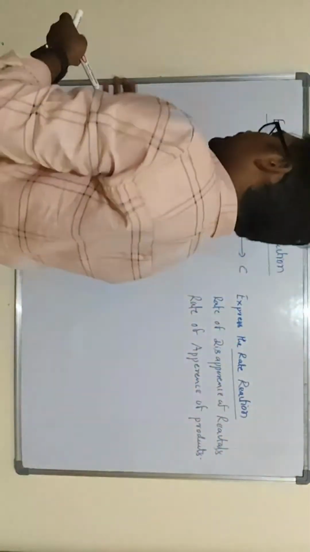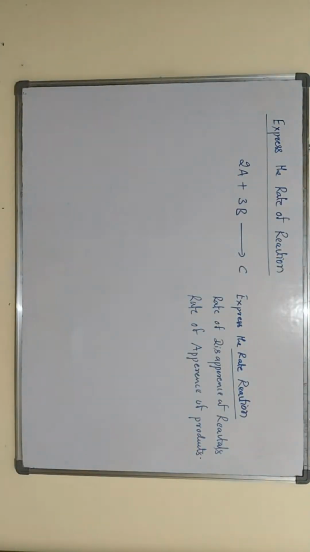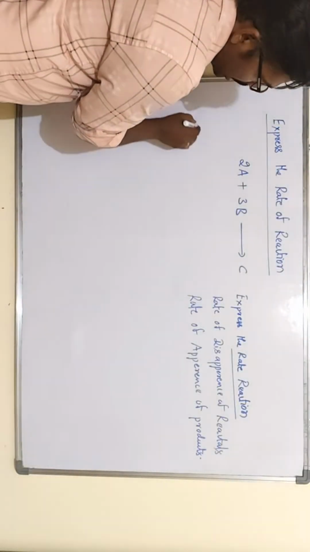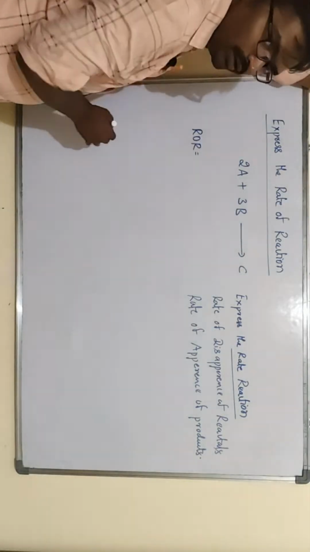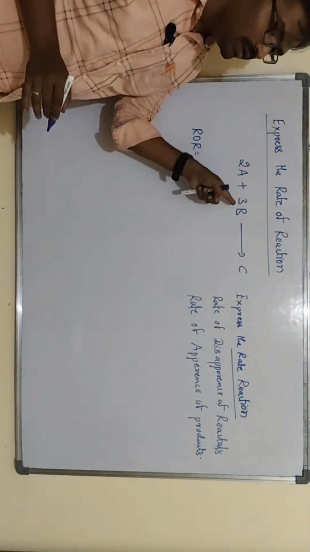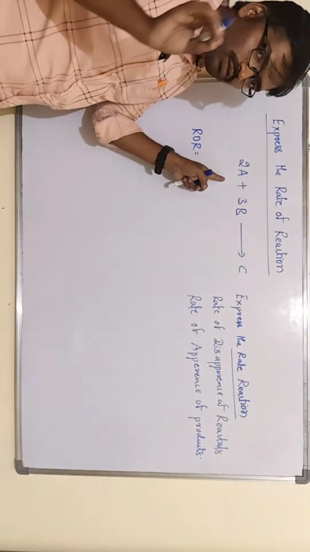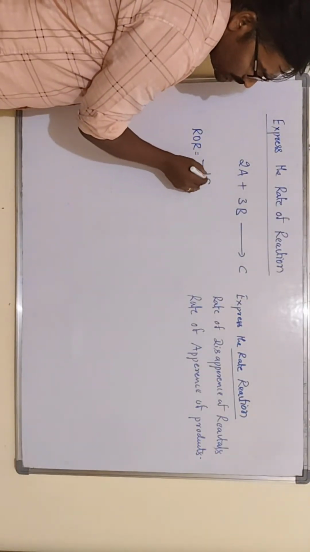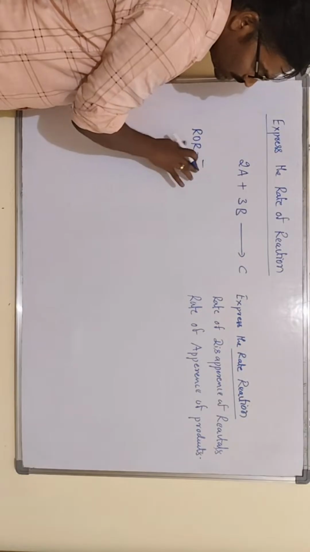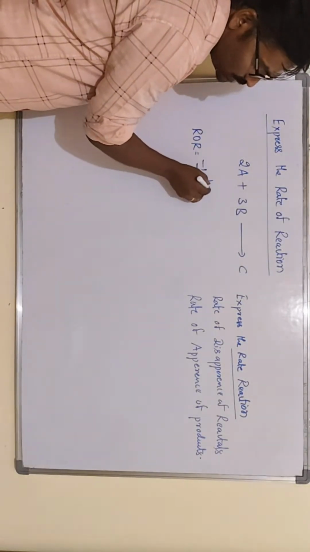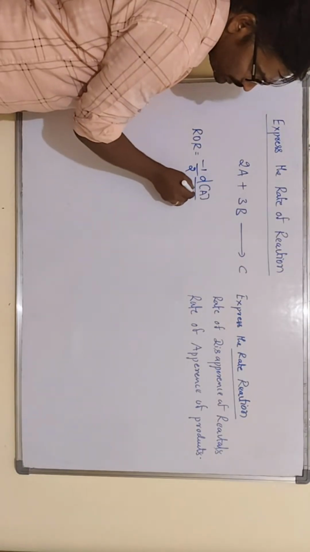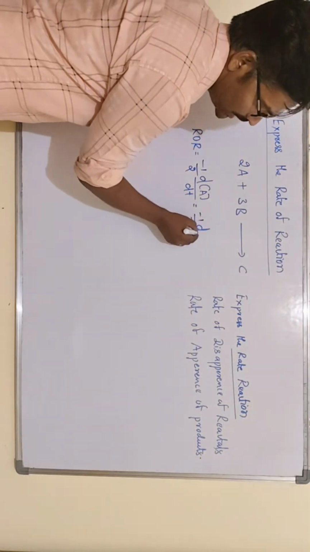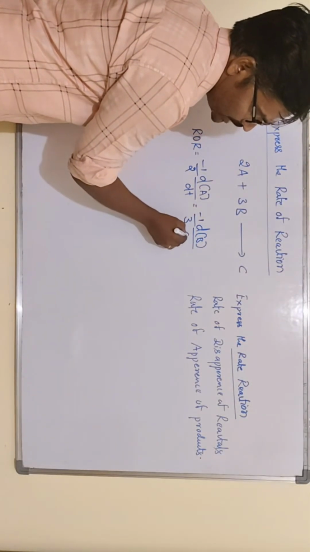If you take, look at my dear students, the rate of reaction, ROR, if you take. Here both are reactants, so we have to use a negative sign, right? So minus 1/2 d[A] divided by dt is equal to minus 1/3 d[B] divided by dt.